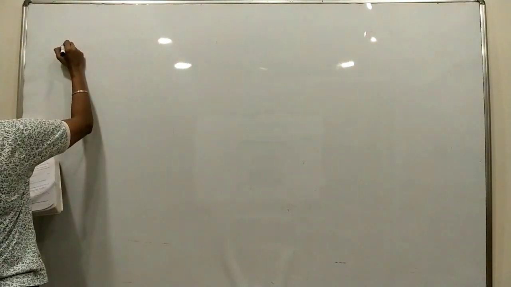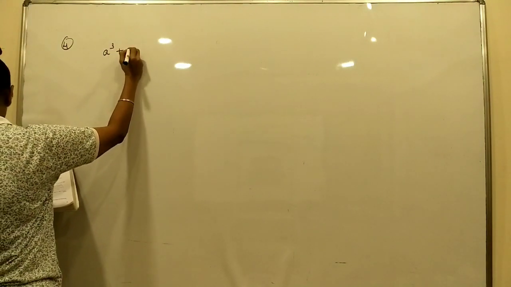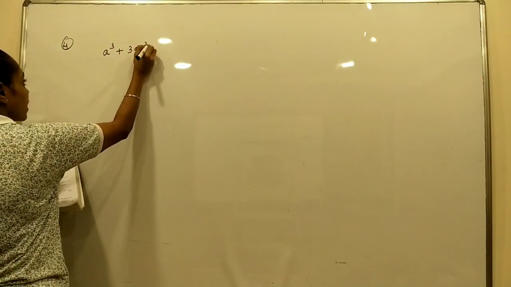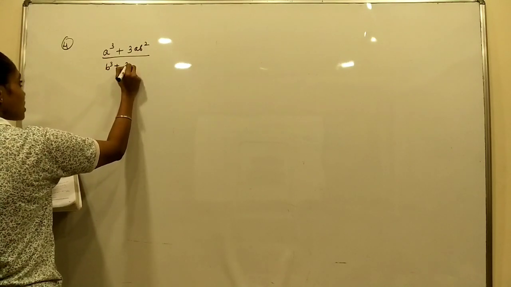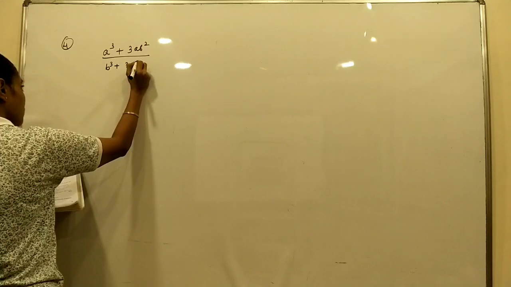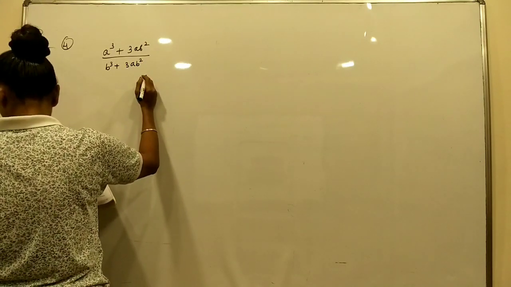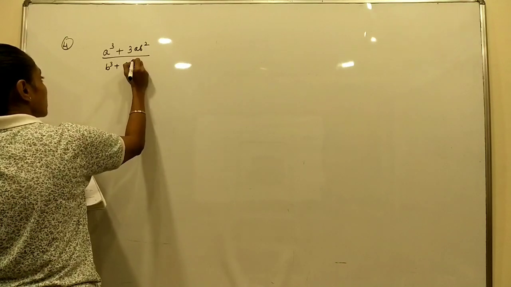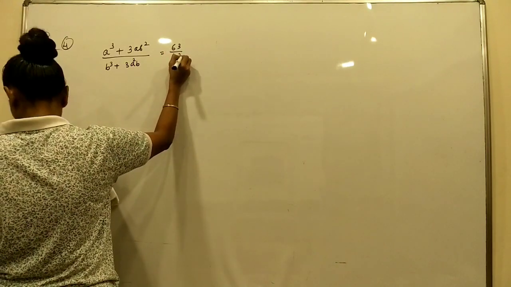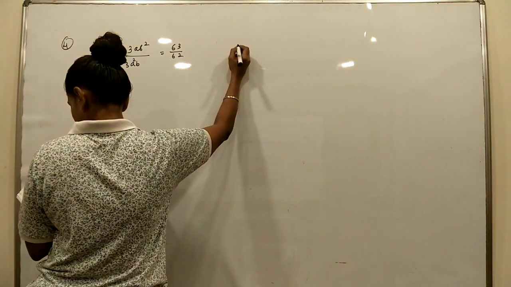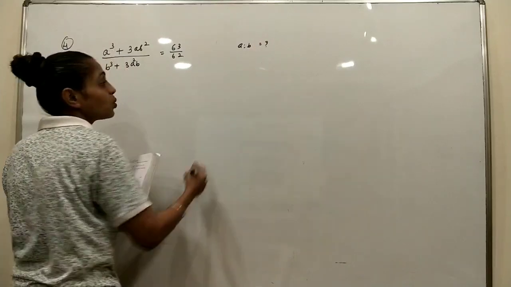Example number 4. (a cube plus 3ab square) upon (b cube plus 3a square b) is 63 upon 62. Then you have to find a is to b.